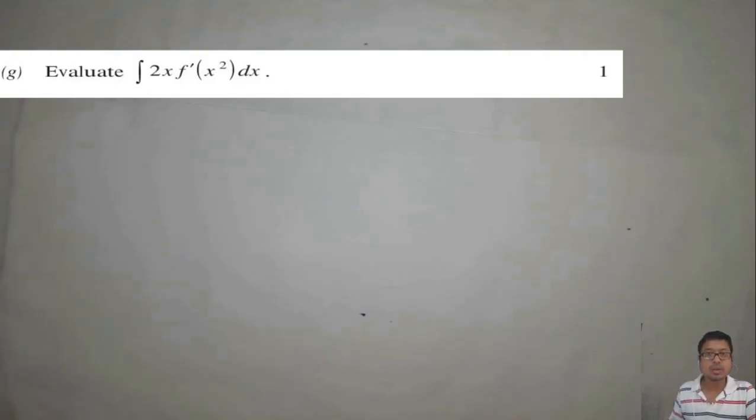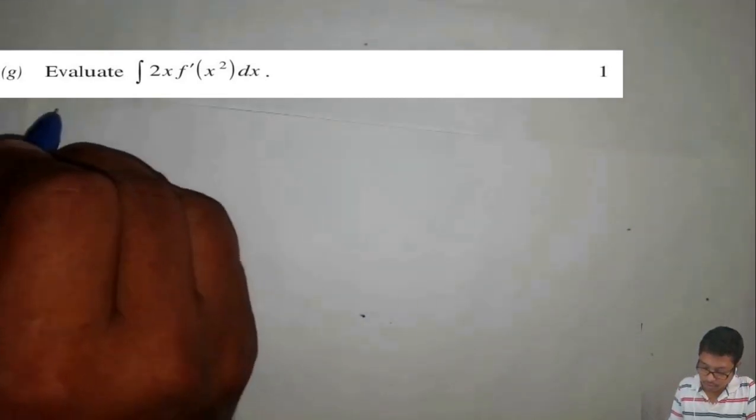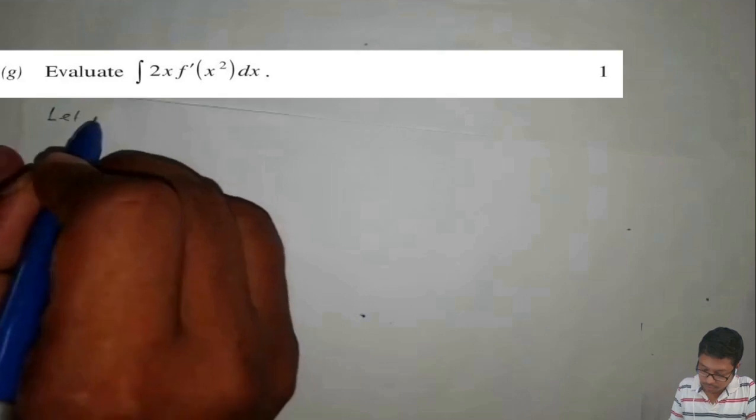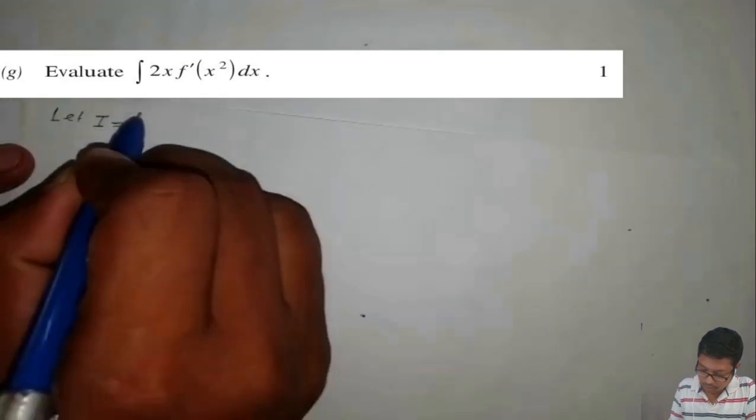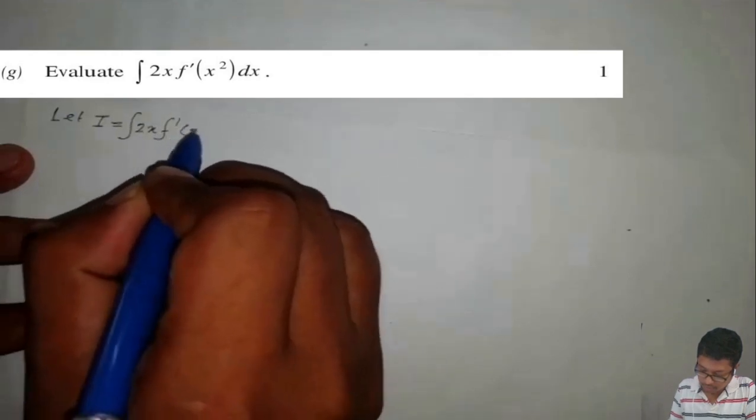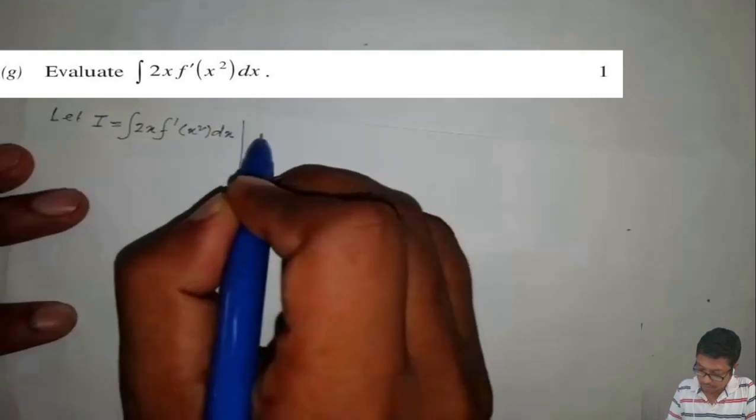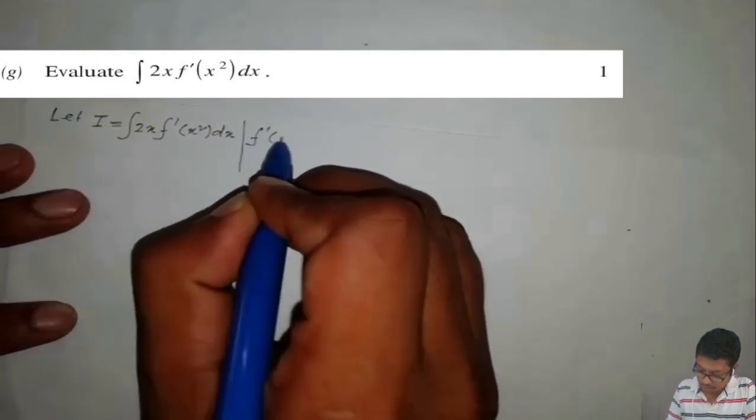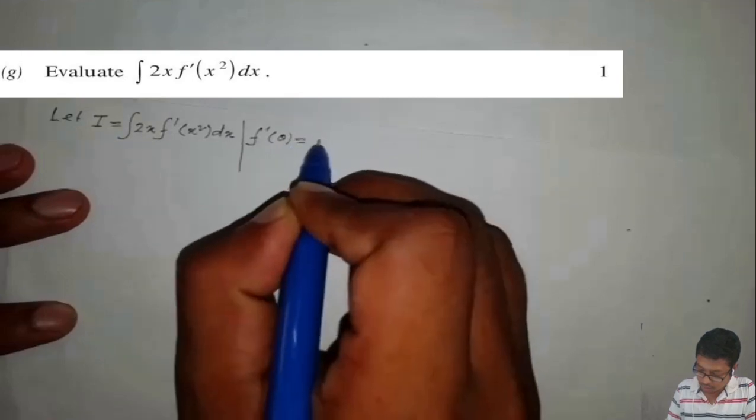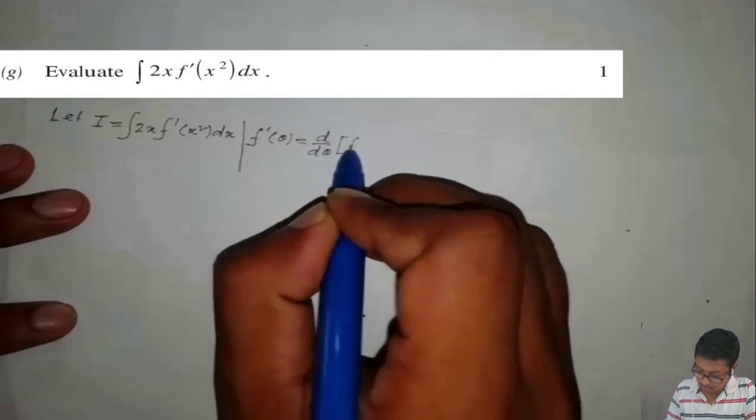Question number G. Evaluate the integral of twice x f dash of x square dx. So we'll solve this problem by the method of substitution. Suppose I is equal to the integral of twice x into f dash of x square dx. Just remember this result: f dash of theta, in place of this we can write d theta of f theta.